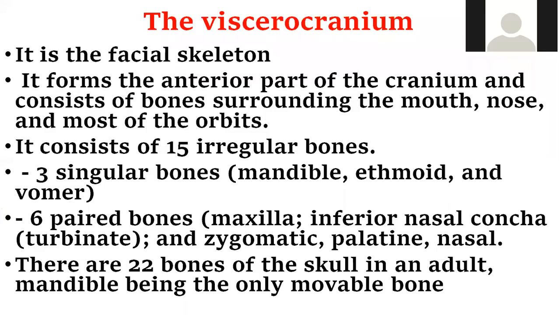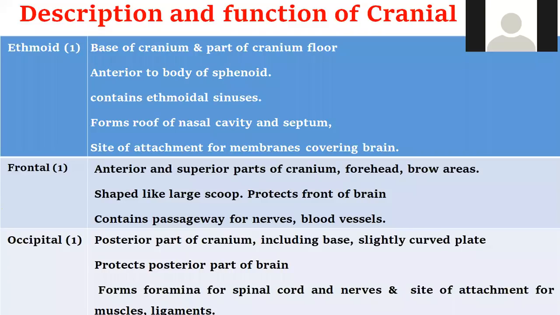Now, the table that will be displayed now will show brief descriptions of the bones we have mentioned, and I'm sure they are also contained in your lecture notes. So this is just a form of refreshing your memory. You can get the details of this description in your lecture notes. Just like I said, ethmoid is one. And how will you describe the ethmoid bone? It forms the base of the cranium and also part of the cranial floor. It is anterior to the body of the sphenoid, and it contains ethmoidal sinuses. The description is like that.